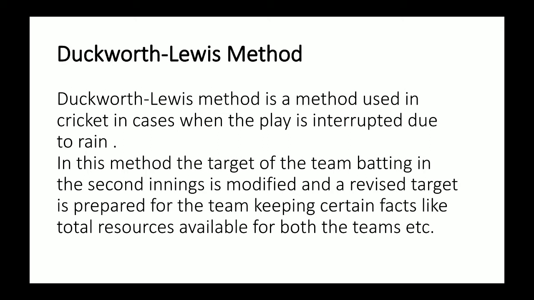So what is this Duckworth-Lewis method actually? The Duckworth-Lewis method is a method used in cricket in cases when the play is interrupted due to rain. In this method, the target of the team batting in the second innings is modified and a revised target is prepared for the team, keeping certain facts like the total resources available for both teams into consideration. Now, what do we mean by these resources? These resources are calculated on the basis of the total wickets lost and the total overs remaining for the team to play.